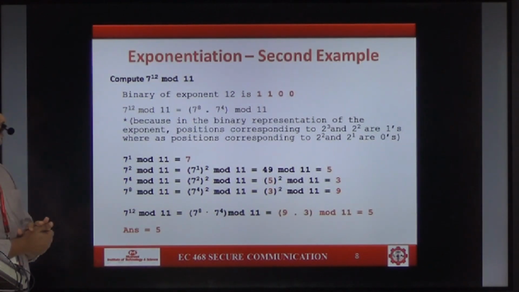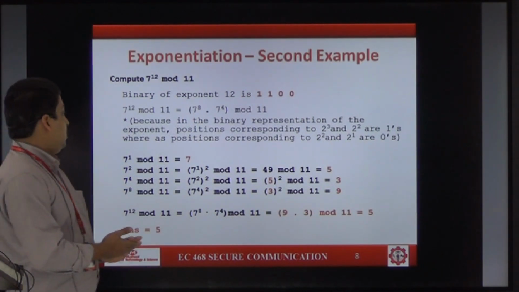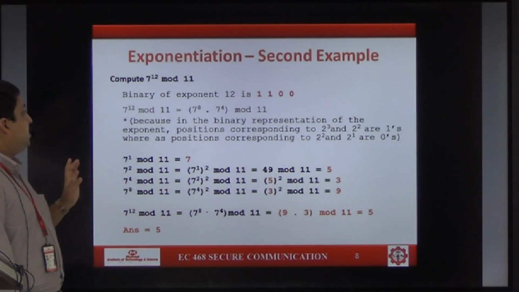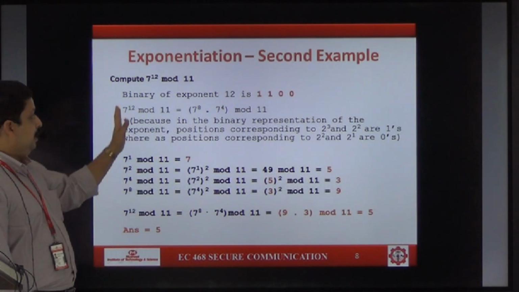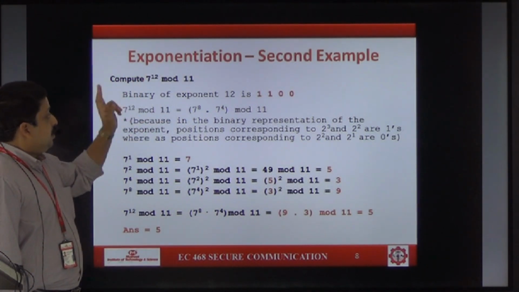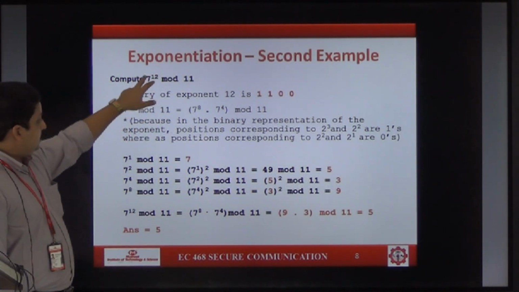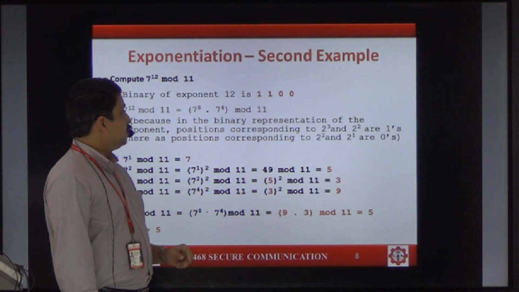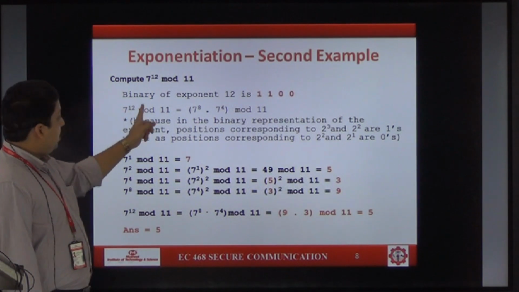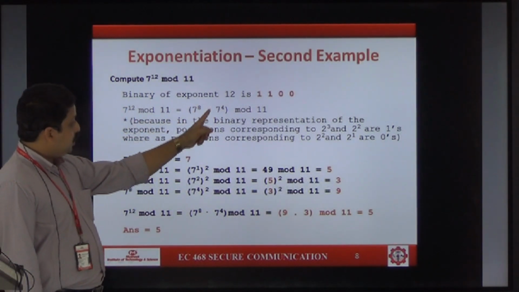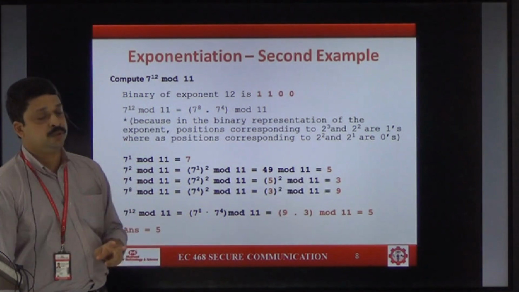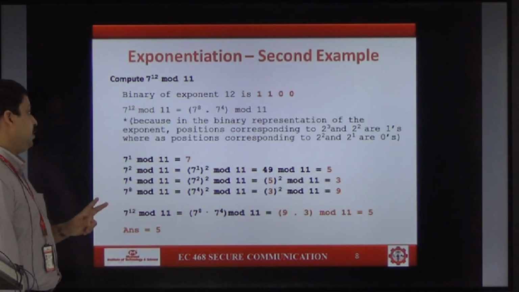Now again, to make this idea more clear, I am doing one more example. We will compute 7 to the power 12 mod 11. The exponent part is 12, and its binary representation is 1100. So 7 raised to 12 mod 11 is 7 raised to 8 into 7 raised to 4 only, because these two bits are zeros. So we don't have a term corresponding to 7 squared and 7 raised to 1.